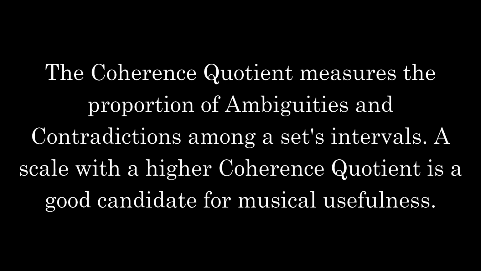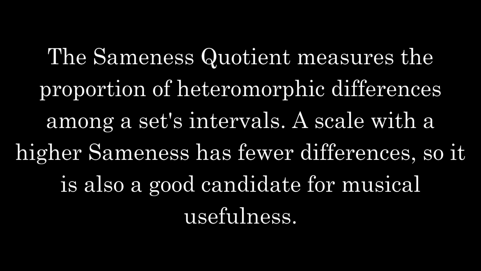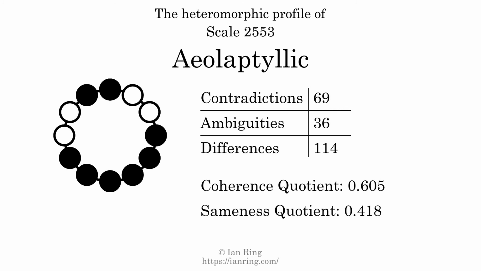The coherence quotient measures the proportion of ambiguities and contradictions among a set's intervals. A scale with a higher coherence quotient is a good candidate for musical usefulness. The coherence quotient is 0.605. The sameness quotient measures the proportion of heteromorphic differences among a set's intervals. A scale with a higher sameness has fewer differences, so it is also a good candidate for musical usefulness. The sameness quotient is 0.418.